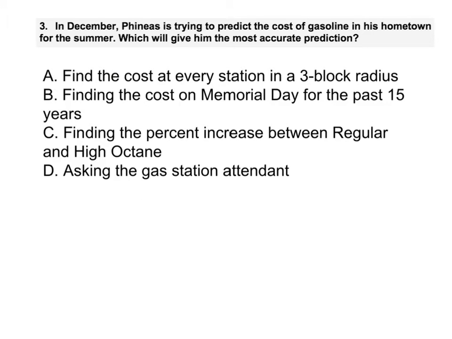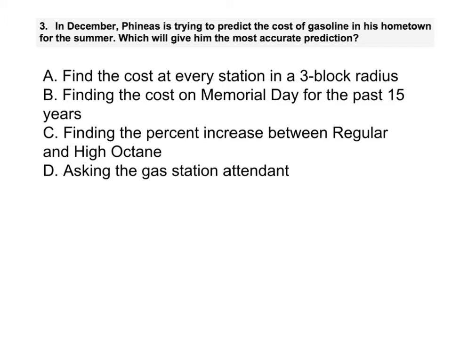Example 4. In December, Phineas is trying to predict the cost of gasoline in his hometown for the summer. Which will give him the most accurate prediction? A, find the cost at every station in a 3-block radius. B, finding the cost on Memorial Day for the past 15 years. C, finding the percent increase between regular and high octane. D, asking the gas station attendant.